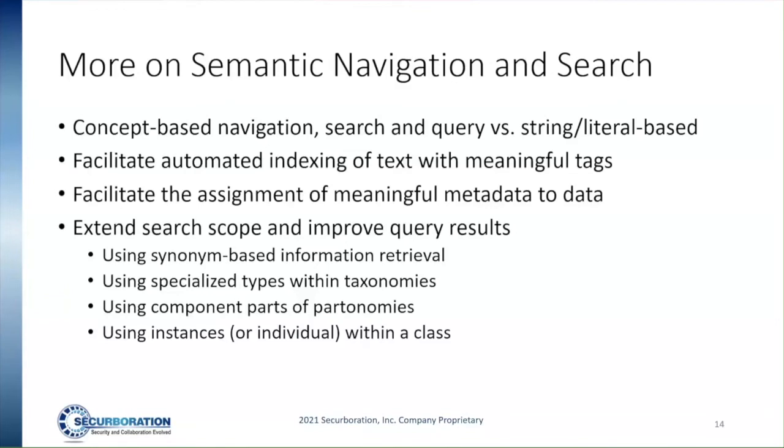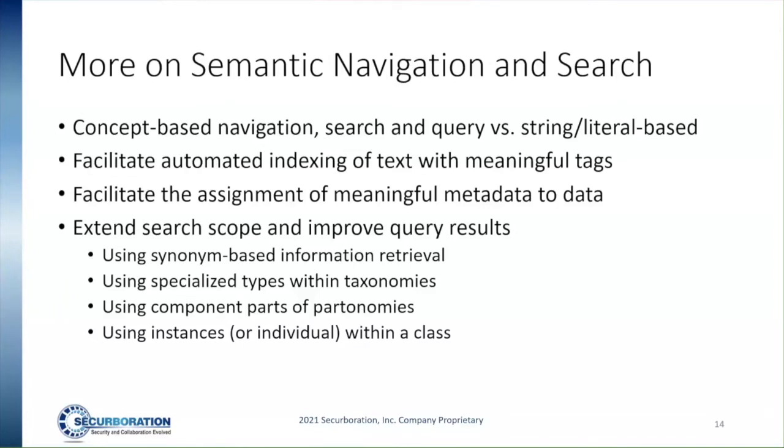So for example, what's a good example of partonymy? Think of the human anatomy, right? Your finger is a part of your hand, which is a part of your arm, which is a part of your torso, which is a part of your body, right? So that sort of information can be encoded in an ontology as well and be used to retrieve information.